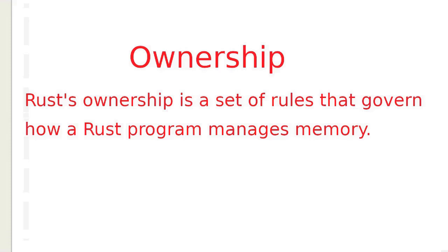Rust's ownership rules dictate how a Rust program manages memory, requiring that each value in Rust has one and only one owner. When the owner goes out of scope, the value will be dropped. In other words, the variable that owns the value is responsible for cleaning up the memory associated with the value when it goes out of scope.